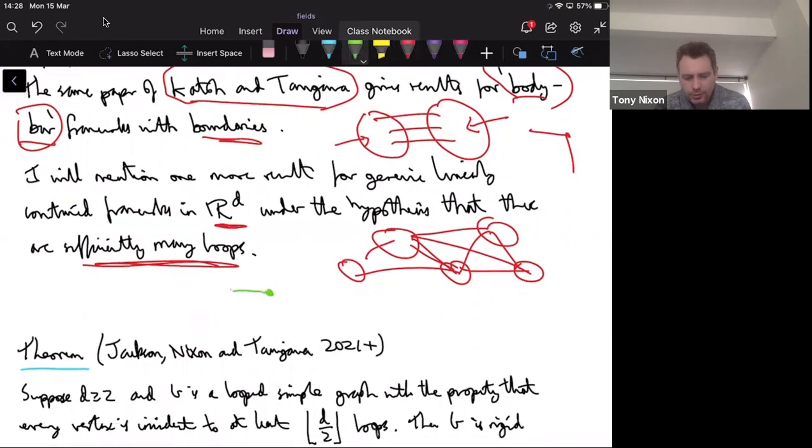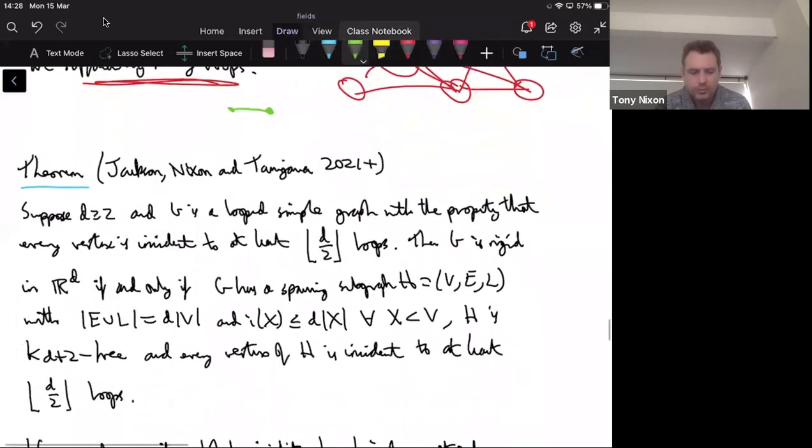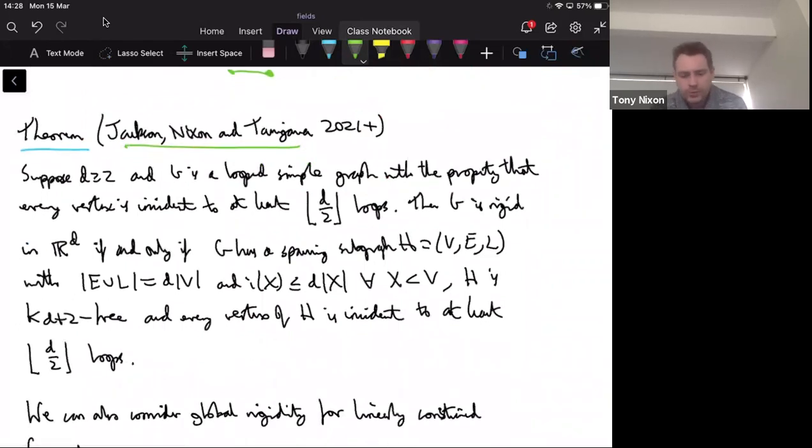I first looked at this problem with Jim Cruickshank, Hakan Guler, and Bill Jackson, but in a more recent paper we gave a sort of improved theorem, which was with Bill Jackson and Shin-ichi Tanigawa. What our theorem says is that, well, it actually applies in the plane, but we can think about it for dimension at least three. If you make every vertex incident to at least this number of loops, so say you reduce the dimension by half, basically, then you can characterize rigidity of a linearly constrained framework as exactly those graphs which have a spanning subgraph where the number of edges plus loops is equal to D times the number of vertices. That's common with the theorem of Streinu and Theran for the plane.